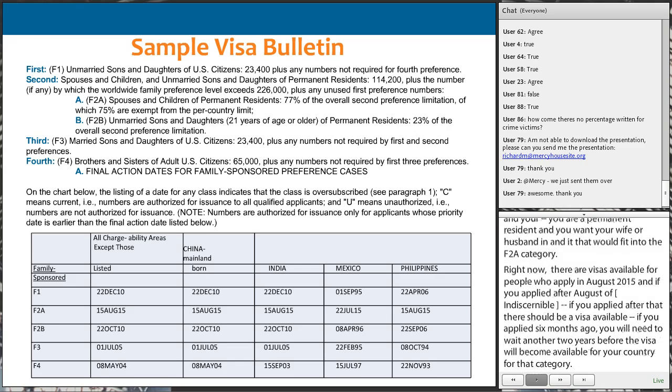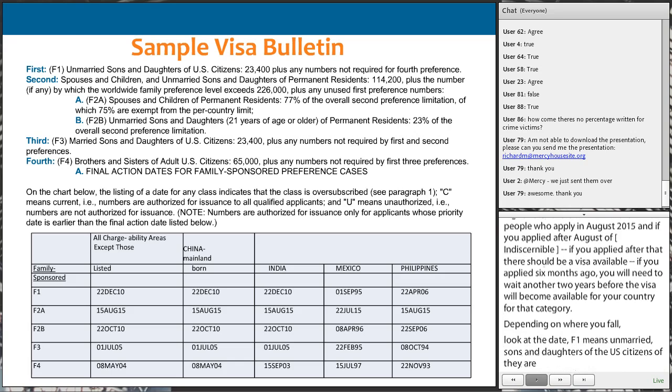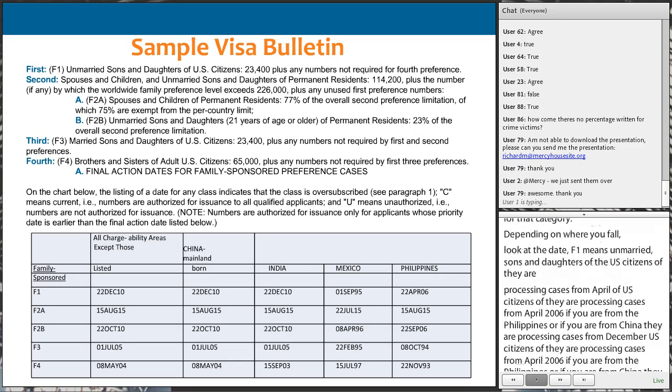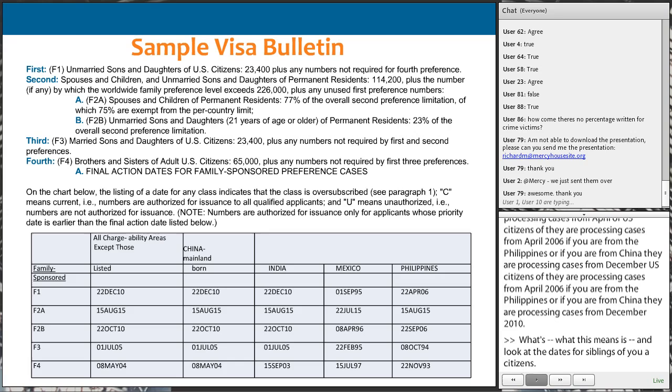F1 means unmarried sons and daughters of U.S. citizens. And so they are processing cases from April of 2006 if you're from the Philippines, or if you're from China, they're processing cases from December of 2010. And then look at the dates for siblings of U.S. citizens. If you're from the Philippines and your U.S. citizen brother or sister applied for you back in 1993, you might be able to get a visa to come in right now.